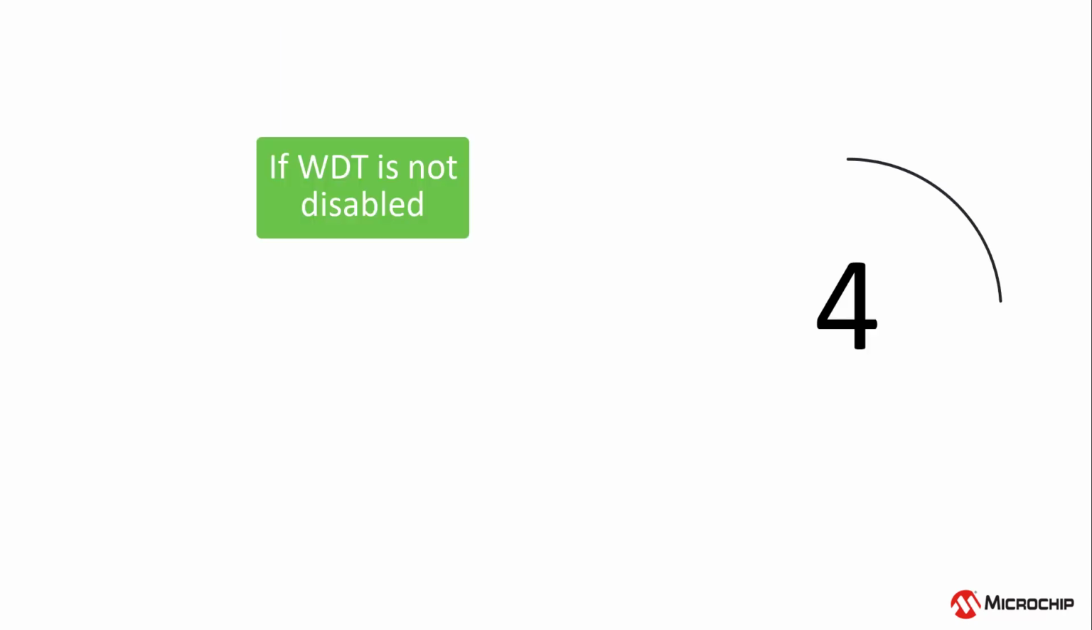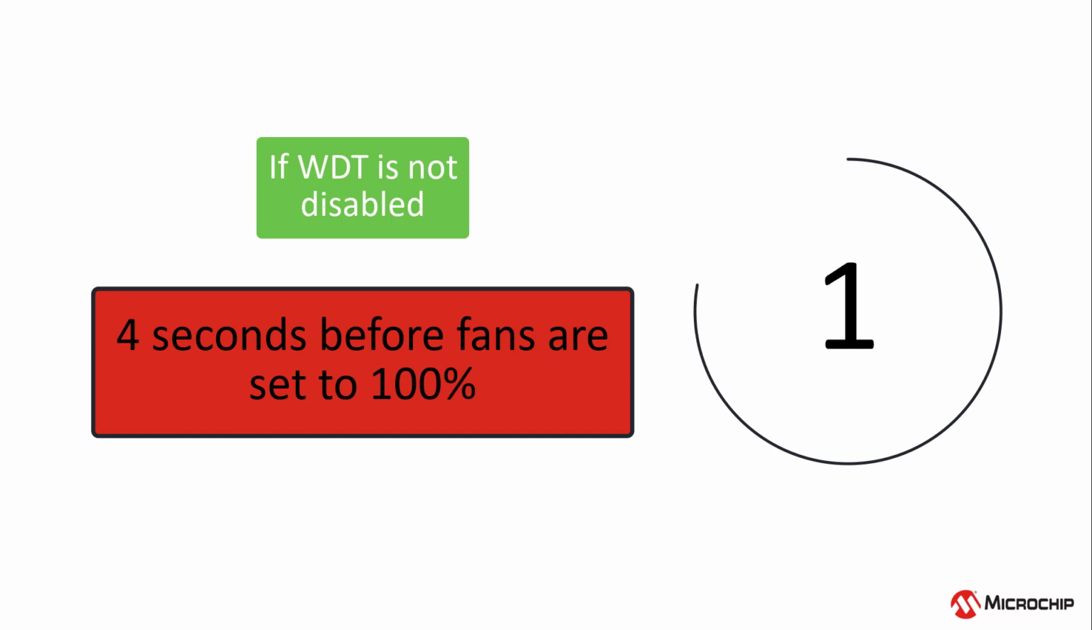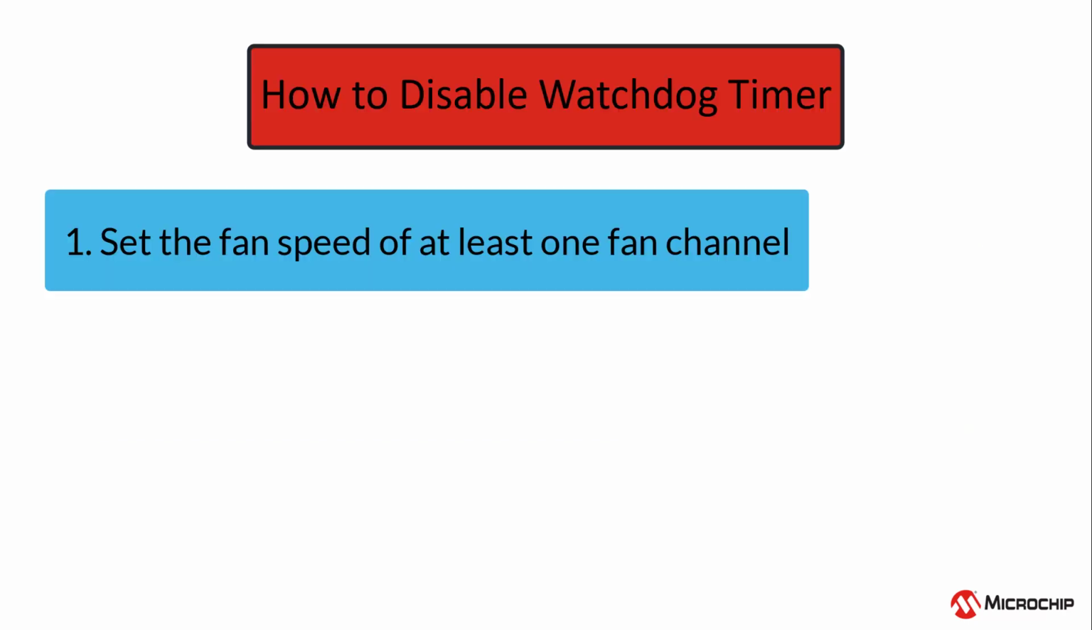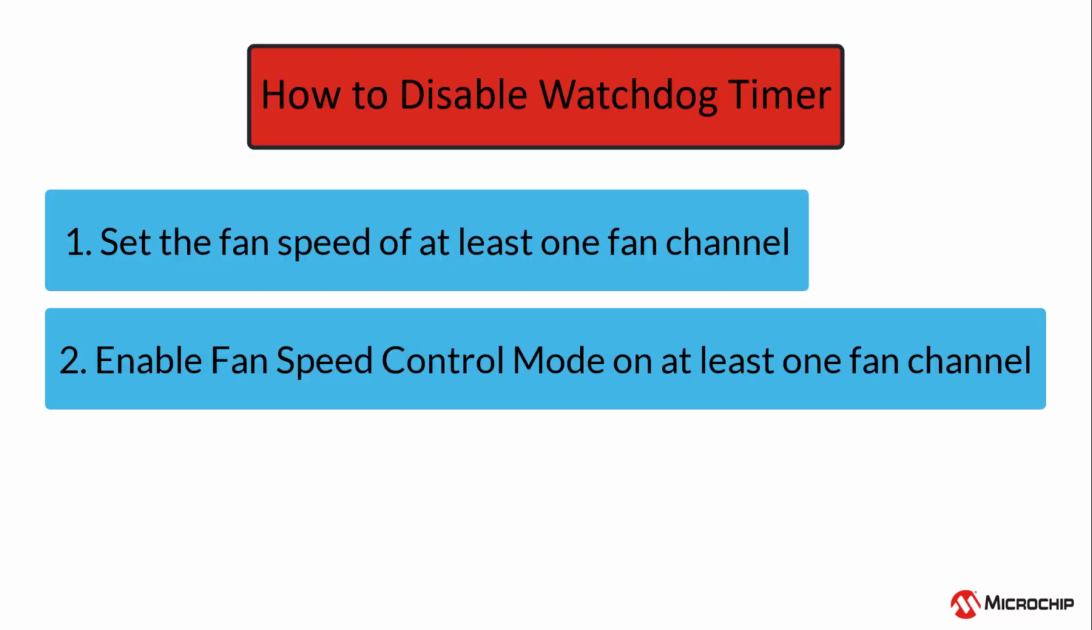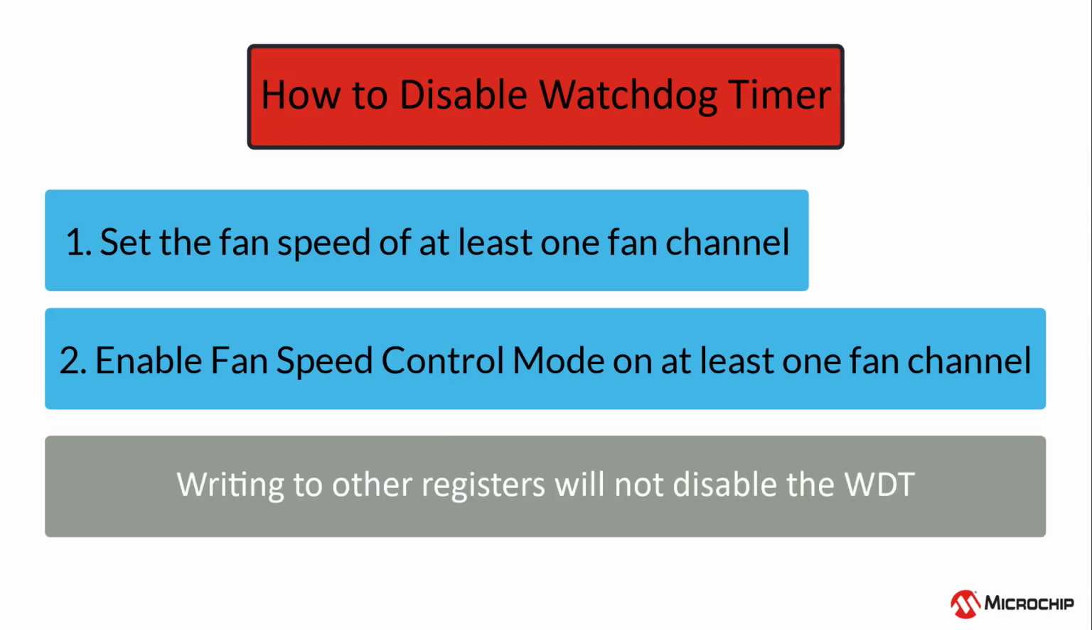So when designing your application, keep in mind that you have 4 seconds before the watchdog timer will be set, and your fans will be set to 100%. Setting a specific fan speed or enabling the fan speed control mode will disable the watchdog. Writing to any other register will not disable it.